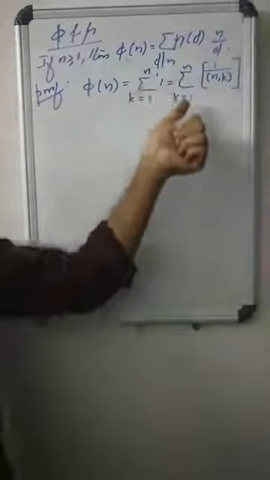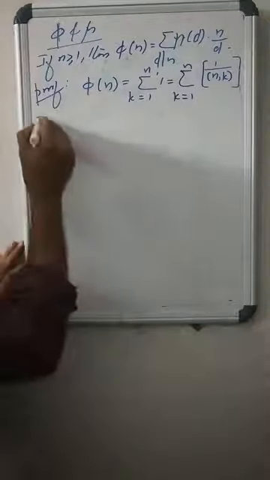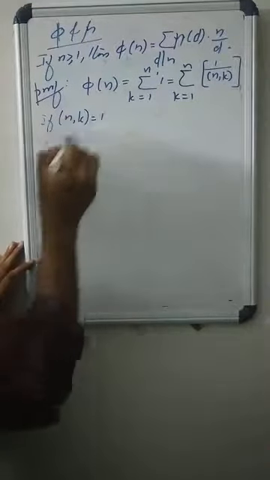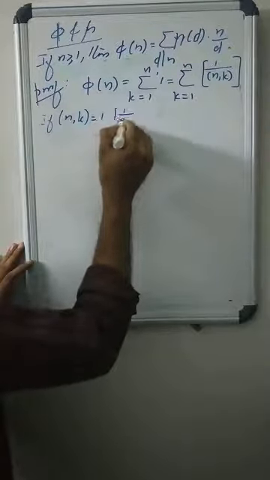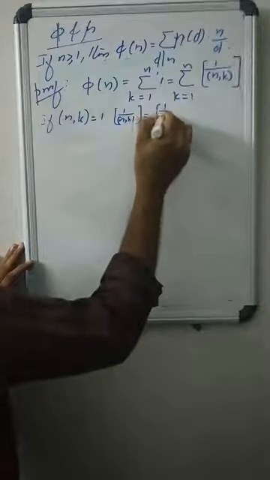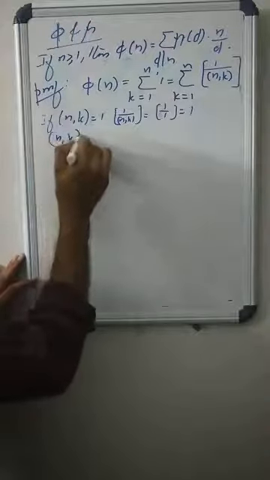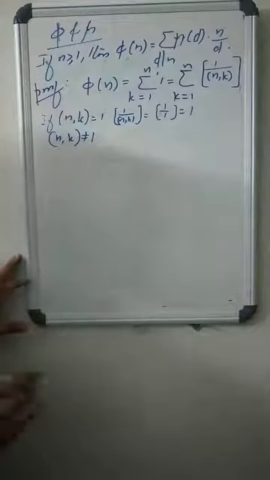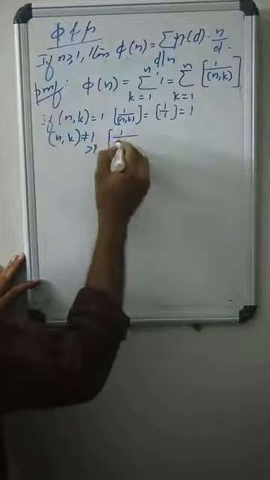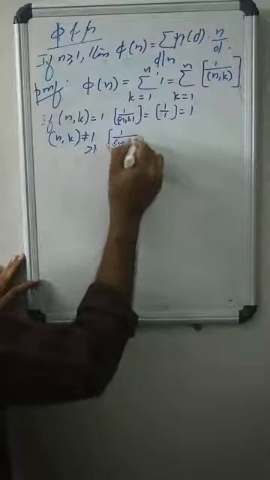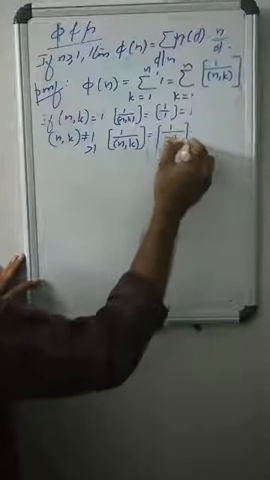So this can be rewritten as sigma k ranges from 1 to n of the greatest integer of 1 by GCD of n and k. If GCD of n and k equals 1, they are relatively prime, then the greatest integer of 1 by GCD of n and k equals the greatest integer of 1 by 1 equals 1. If GCD of n and k differs from 1, that is, it is greater than 1, then what about the greatest integer of 1 by GCD of n and k? That is the greatest integer of 1 by a number greater than 1, which is always 0.